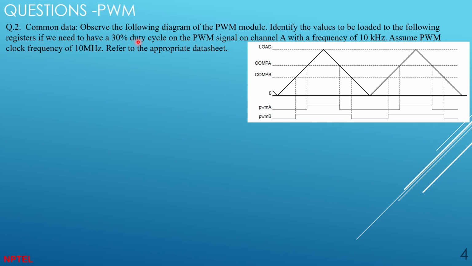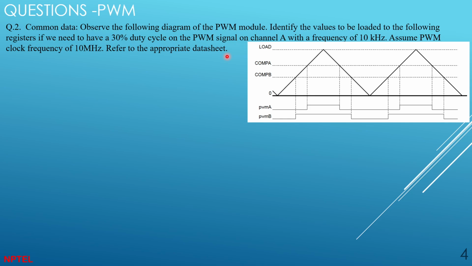We need to have a 30% duty cycle on the PWM of channel A. So PWM A, they're having a channel A, and they're asking for a 30% duty cycle on channel A. The frequency is 10 kilohertz. Assume a PWM clock frequency of 10 megahertz. Refer to the appropriate data sheets.